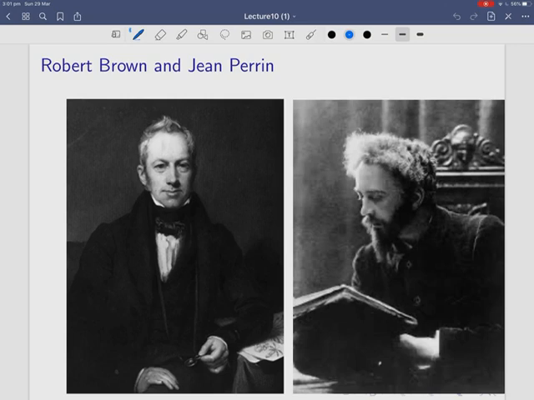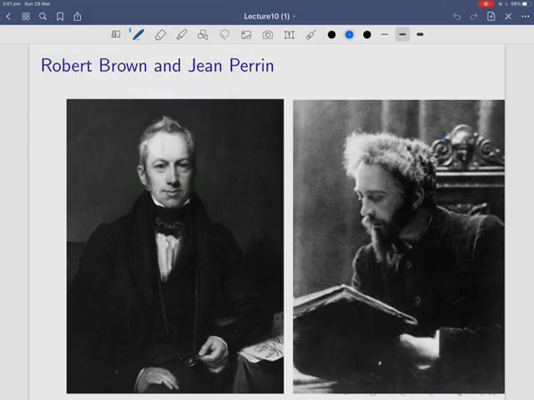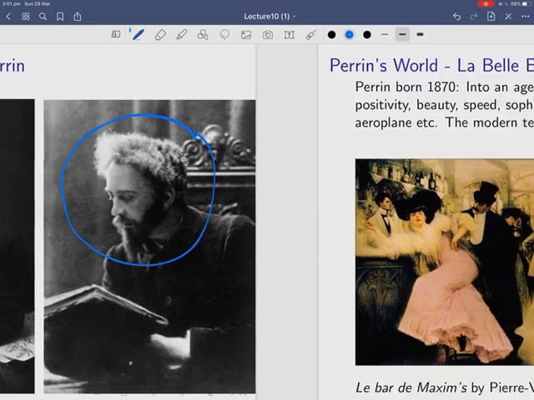So there's Robert Brown on the left. On the right we have Mr. Perrin, who was probably one of the coolest looking physicists there was. Not many physicists have wild curly hair and a big beard and a funny pointy beard. What about Perrin? We're going to look at Perrin first.